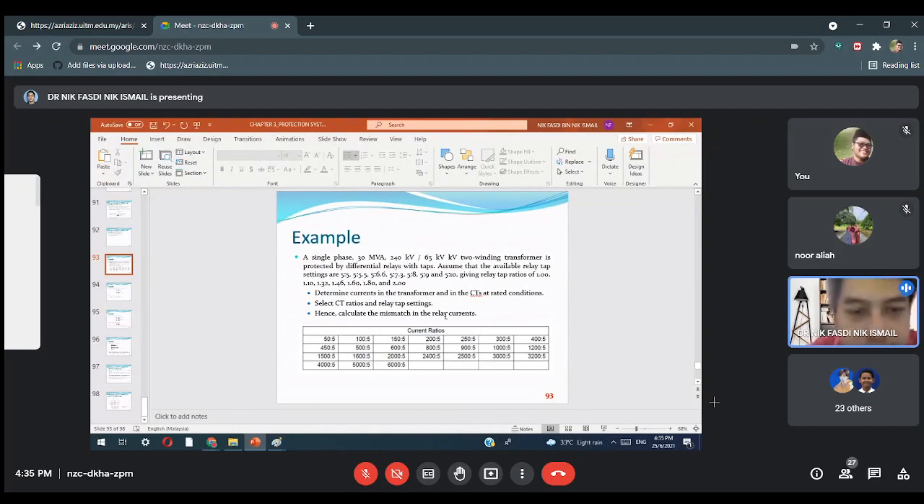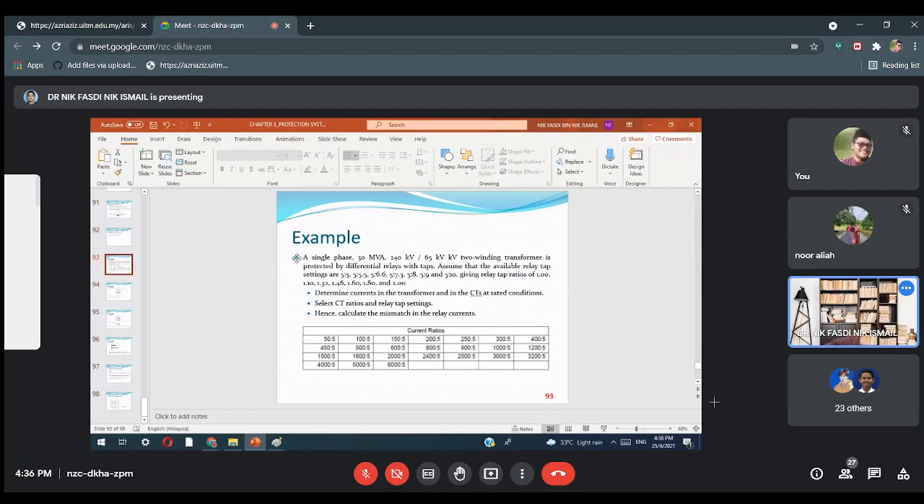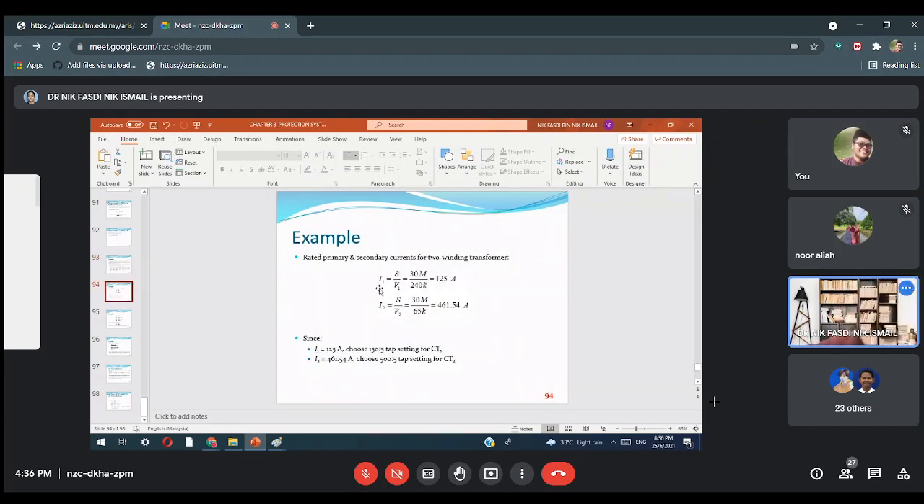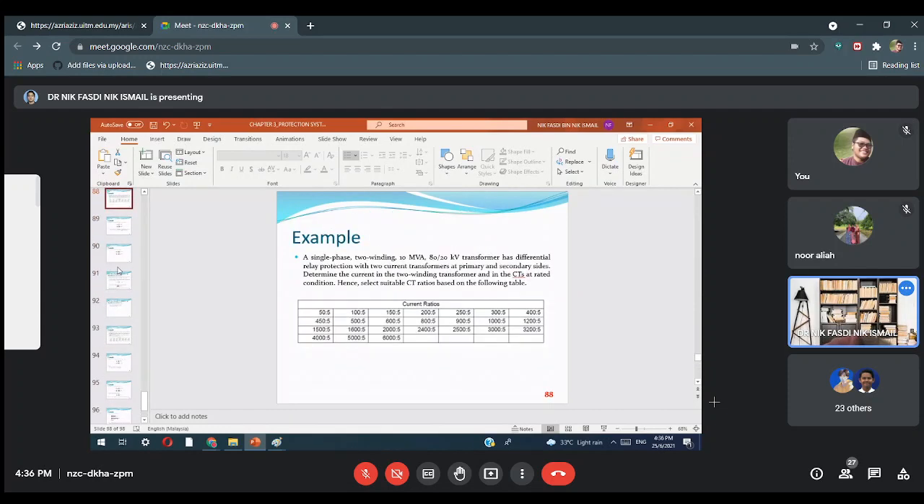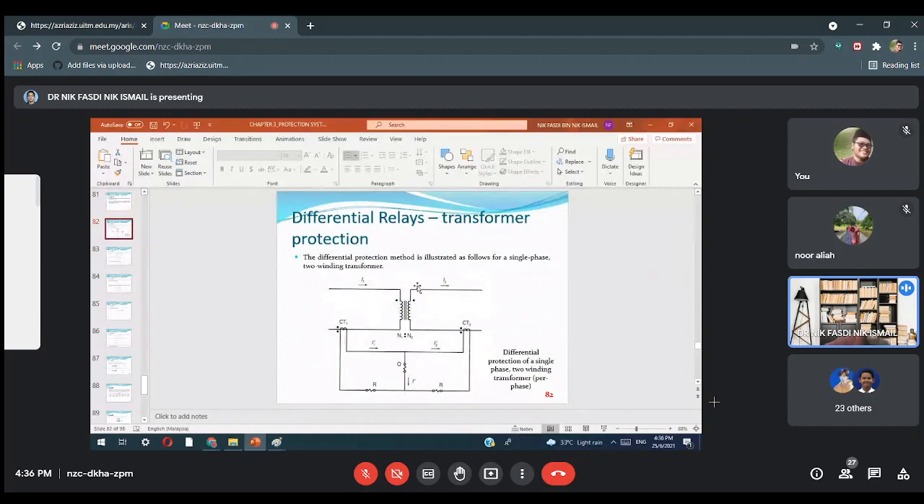Okay, there are three questions here. Determine the current in the transformer and in the CT at rated condition. Find the CT ratios and the tap settings. Hence calculate the mismatch in the relay current. Then later on find the mismatch. We go one by one. Okay, rated. Let's go back to the question first. 30 MVA, 240, 65. So you have to find the primary and secondary current, back to this question. You have to determine the primary and secondary current.